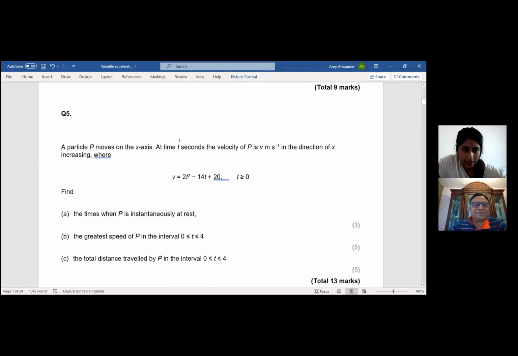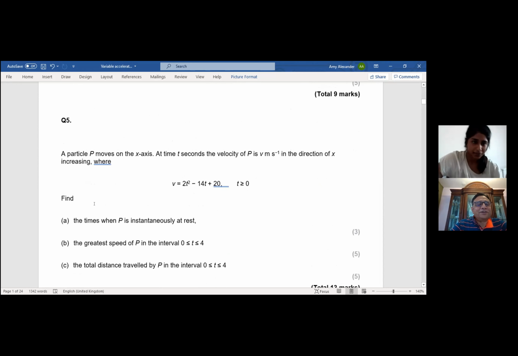Okay, question 5, part C, but we can just go through them. Okay, read. A particle P moves on the x-axis. At time t seconds, the velocity of P is v meters per second in the direction of x increasing, where v equals 2t squared minus 14t plus 20, where t is greater than or equal to 0. Find the times when P is instantaneously at rest. Part B, the greatest speed of P in the interval where t is between 0 and 4, and then part C, the total distance traveled by P in the interval between 0 and 4.